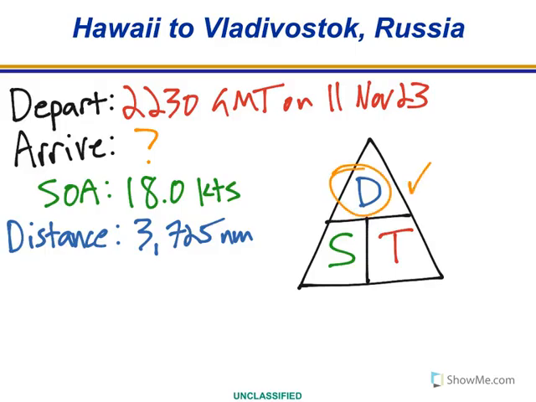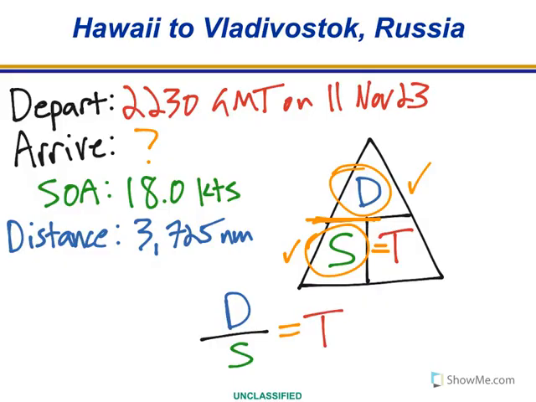So for this example, we already know our distance. That's 3,725 nautical miles. We also know our speed, which is 18.0 knots. We use the triangle to tell us that if we have distance and speed and we're looking for time, we're going to take distance and divide it by our speed, and that will equal the time. So here's what our formula comes out to be: distance divided by speed equals time. Make sure you write that down somewhere.